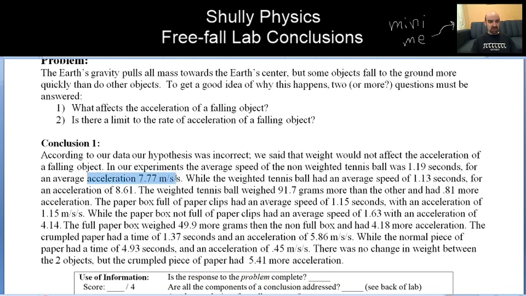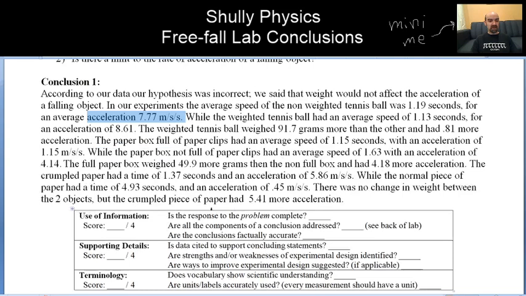So this is an example of good use of that last terminology piece. A value is given. They identified it properly with acceleration, so that's good vocab. The units are accurately used, 7.77 meters per second. However, earlier in the sentence, there's a little problem. They say, in our experiments, the average speed of the non-weighted tennis ball was 1.19 seconds. Do you notice a disconnect there?